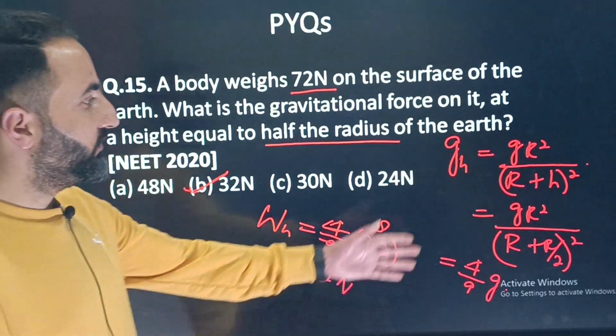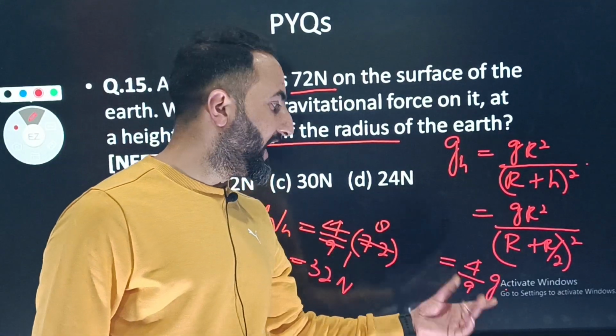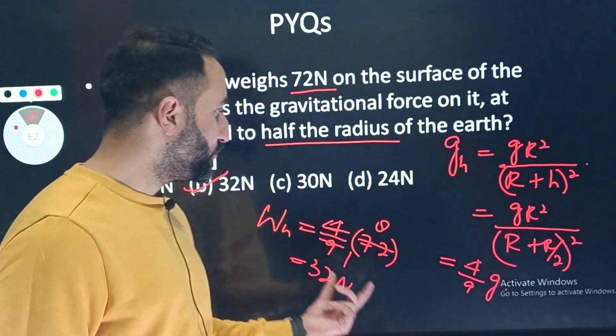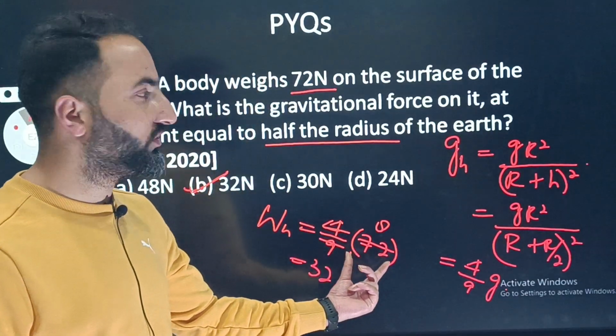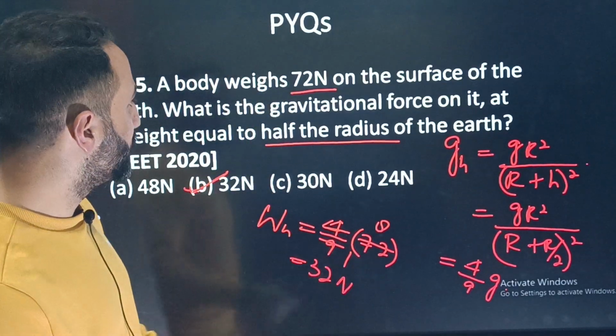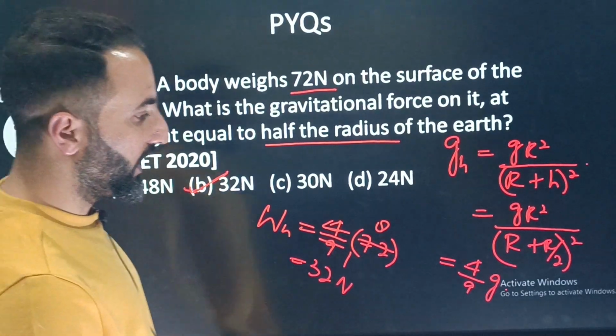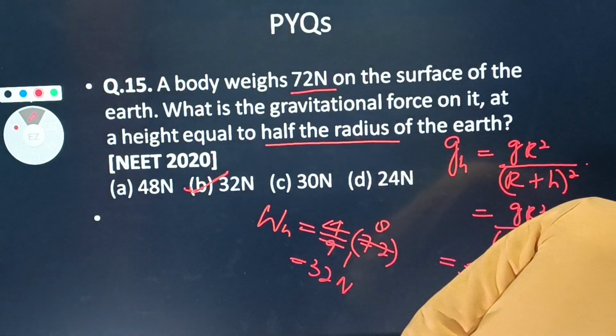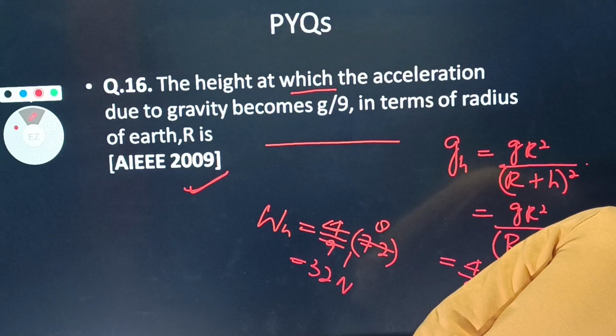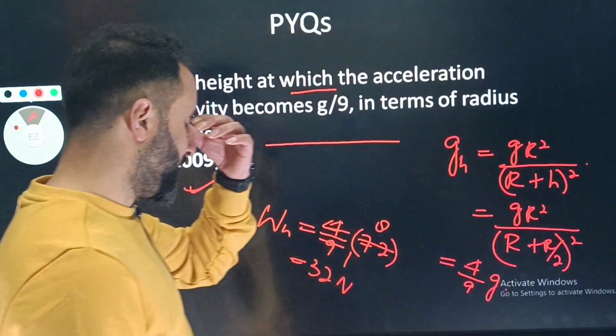All right. Simply we have used this equation that the acceleration due to gravity at that height will be 4 by 9 times g. So the weight will be also 4 by 9 times the weight at the surface of earth. That is 72. So this will be equal to 32 Newton. तो ये रहा आपके पास आंसर इसका. ठीक है ना बेटा? ये 2020 वाला क्वेश्चन है. ओके.